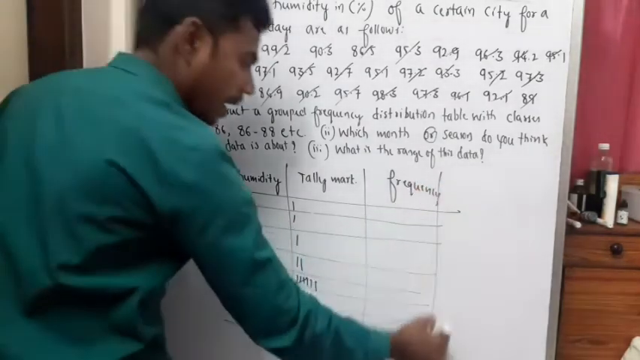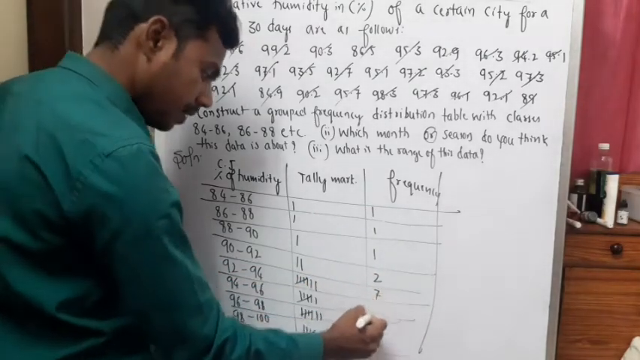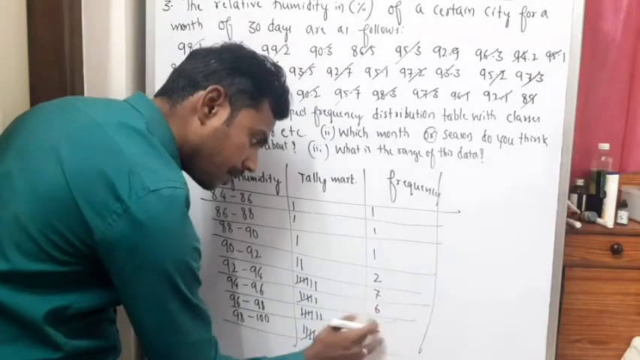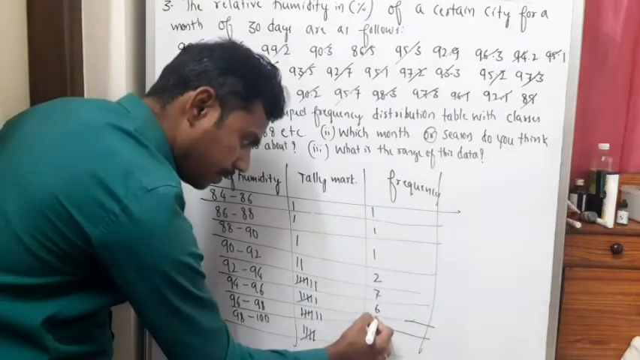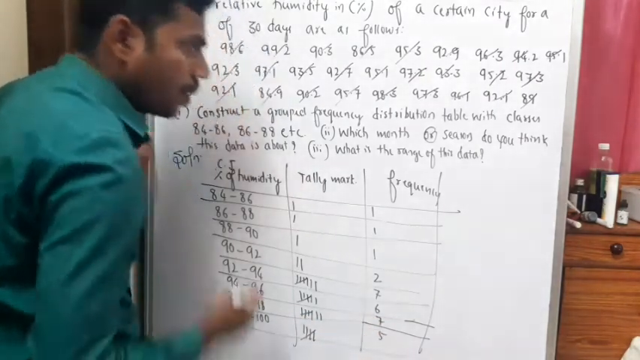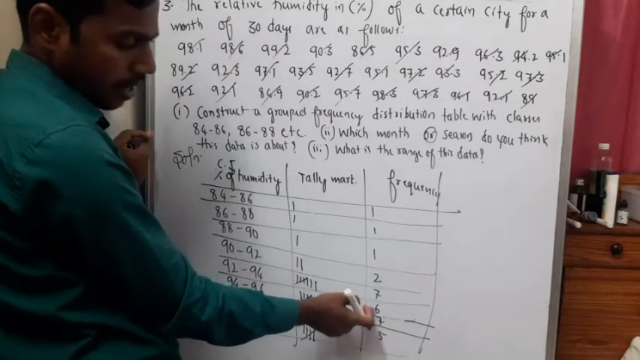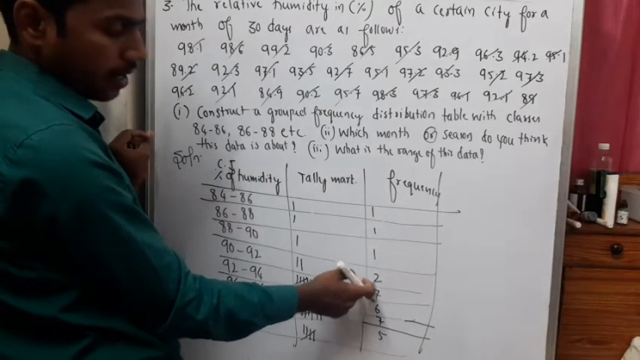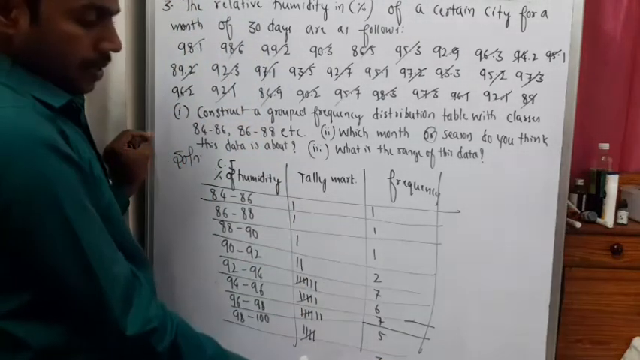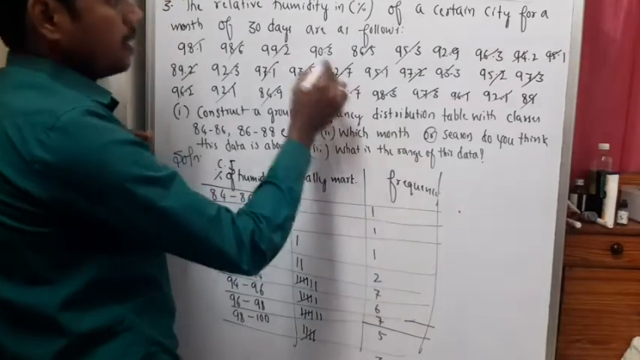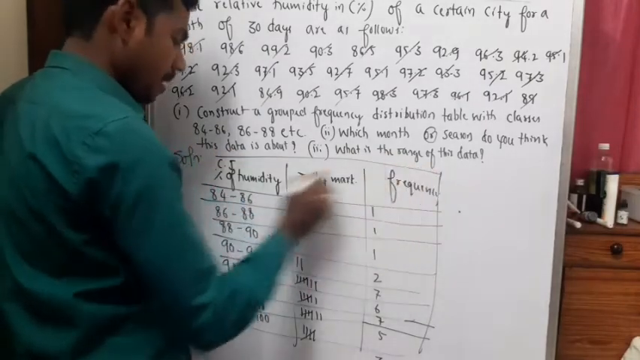Okay, now frequency, we will write frequency 1, 1, 1, 2, 7, 6, then 5. So all the things put together it should be 30. 5 plus 7 is 12, 18. 18 plus 7, 25. 27 plus 3, 30. So it satisfied our table. See, since the frequency is matching with the total number of days, our frequency distribution table will be correct.